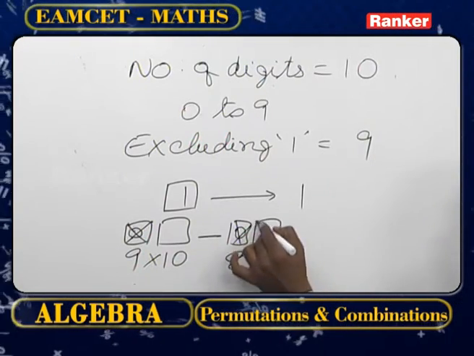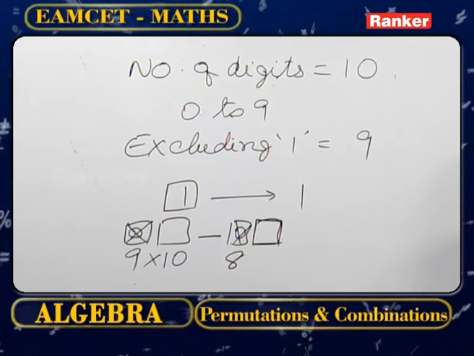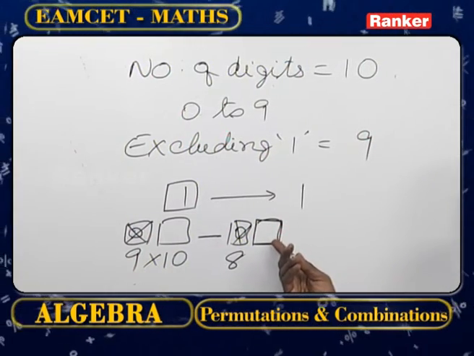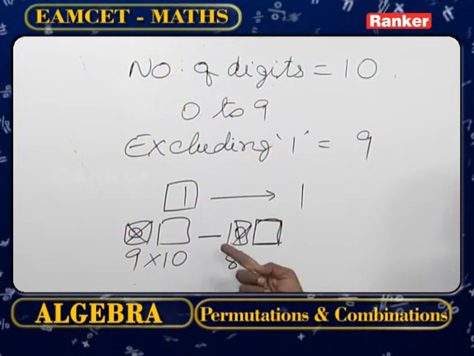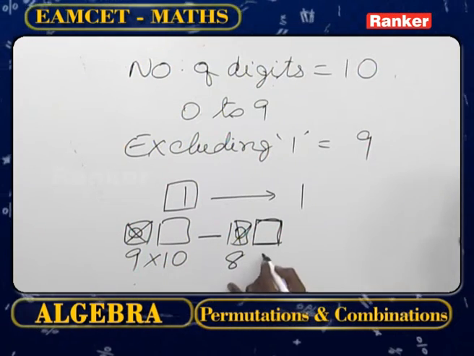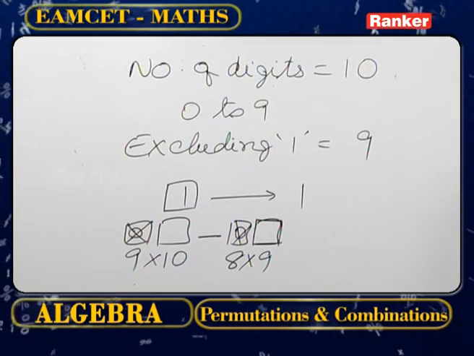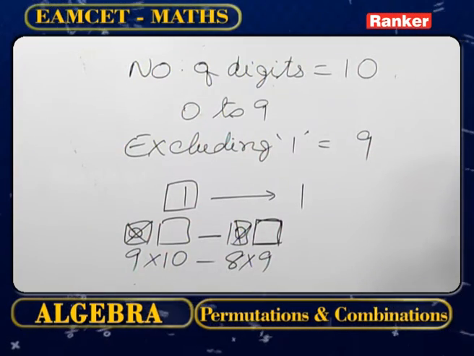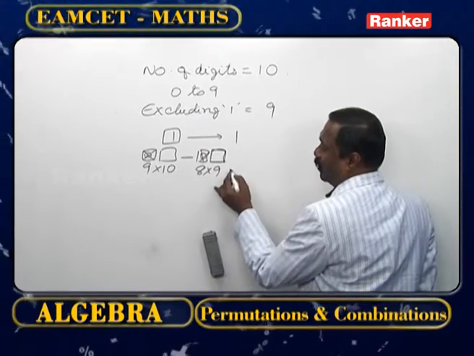And in this place, how many do you get now? 0 can be included in this one. 1 should not be there because we are subtracting that. So, 8 into 9. So this is minus. So 9 into 10 minus 8 into 9 is how much?